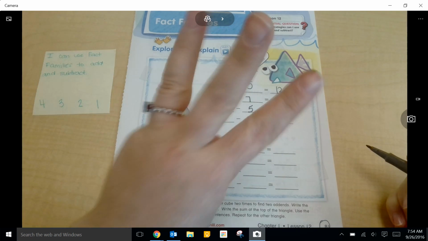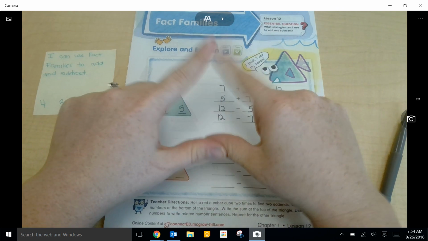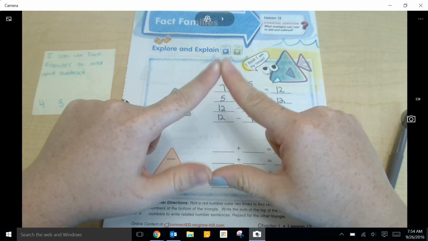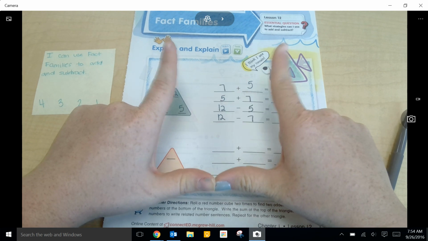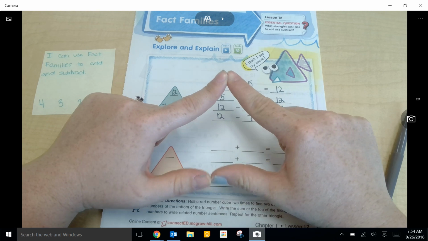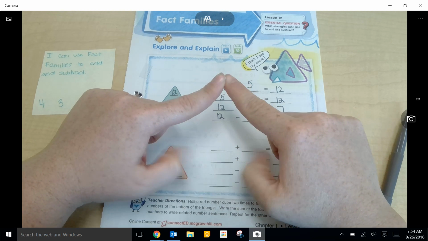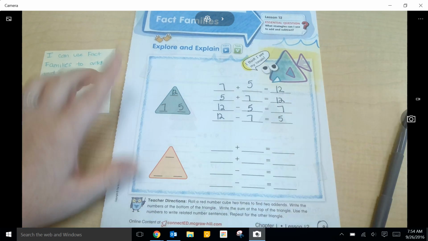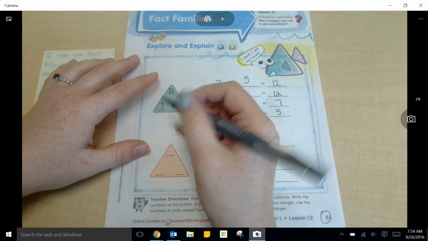So a fact family has 3 numbers, a whole, and 2 parts. It looks like a triangle with a whole at the top. That means the whole portion, all of it, and the parts are at the bottom, the small parts that make up the whole. Okay, let's do another one here at the bottom.